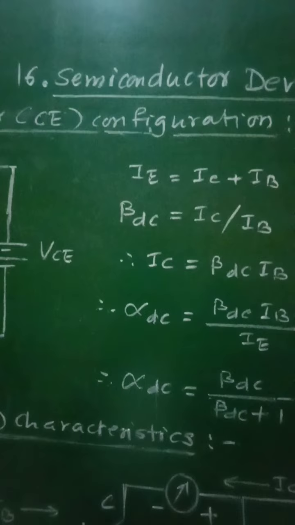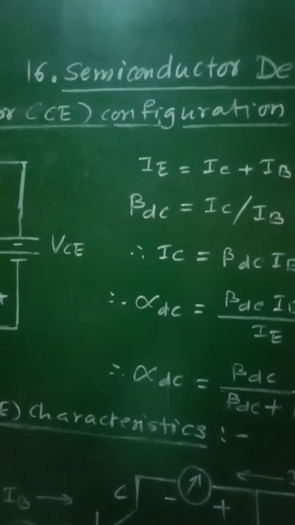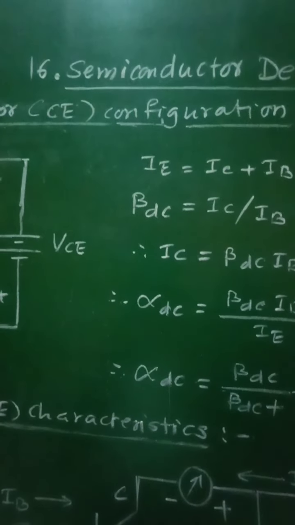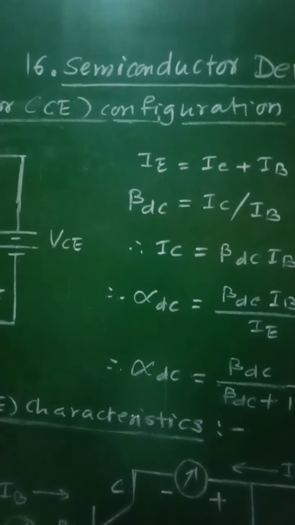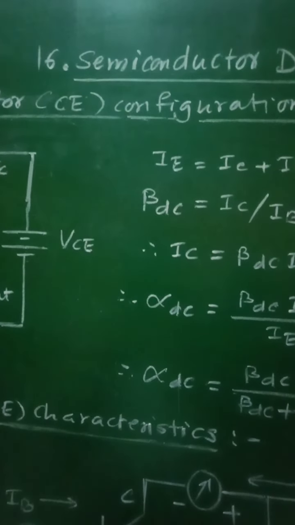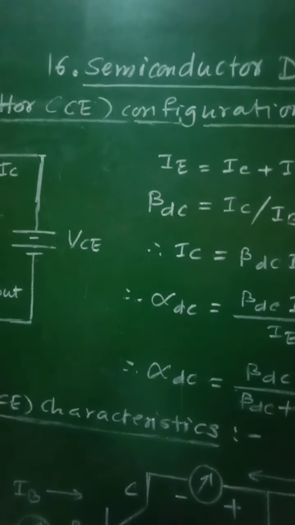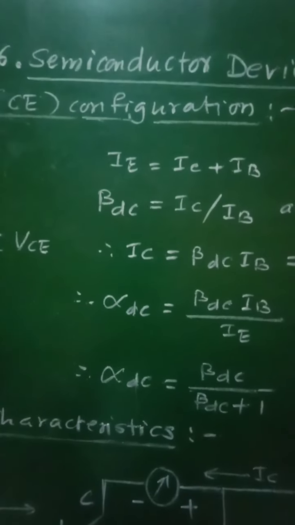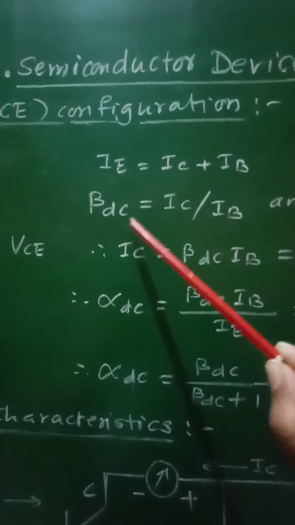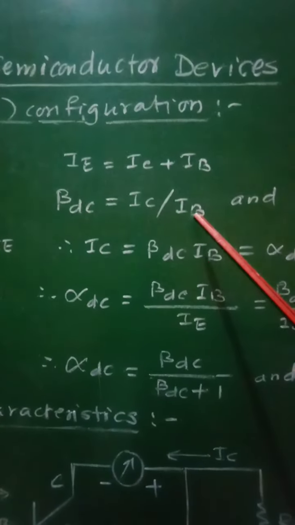Now as the load resistance RL is connected in series with the collector, that is between emitter and the collector, the current gain of common emitter configuration is large. The current gain is also called the current amplification factor, and it is given as beta DC equal to the ratio of collector current and base current, that is IC upon IB.